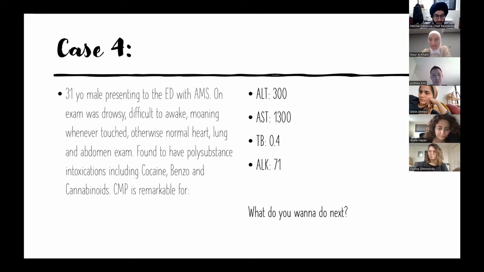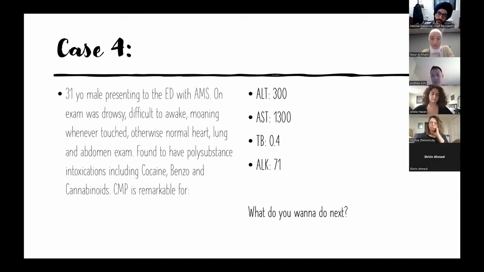Okay. What do you want to do next, or what are your thoughts about these labs? So this looks like a primarily hepatocellular transaminitis with AST much greater than ALT. Did they also test for alcohol as well, along with the UTOX? Yes. Okay. Yeah, so I'd want to get an alcohol level. I agree with getting hepatitis serologies. A list of medications he's taking, if any.